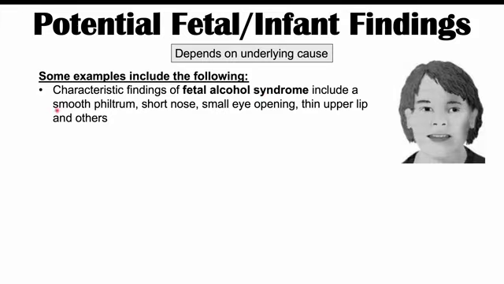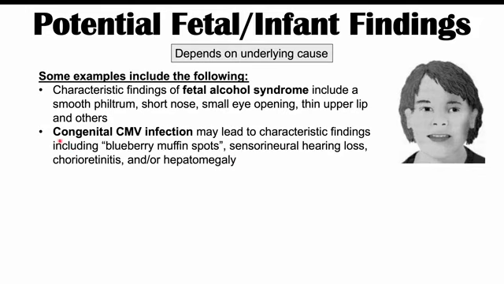Some of these include a smooth philtrum. So the philtrum is the lip ridge, and it's going to be completely smooth. This is going to be absent. A short nose. They can also have small eye openings and a thin upper lip, among other findings as well. In congenital CMV or cytomegalovirus infections, there can be characteristic findings with regards to this type of infection, including blueberry muffin spots, sensorineural hearing loss, chorioretinitis, and hepatomegaly, or an enlarged liver.